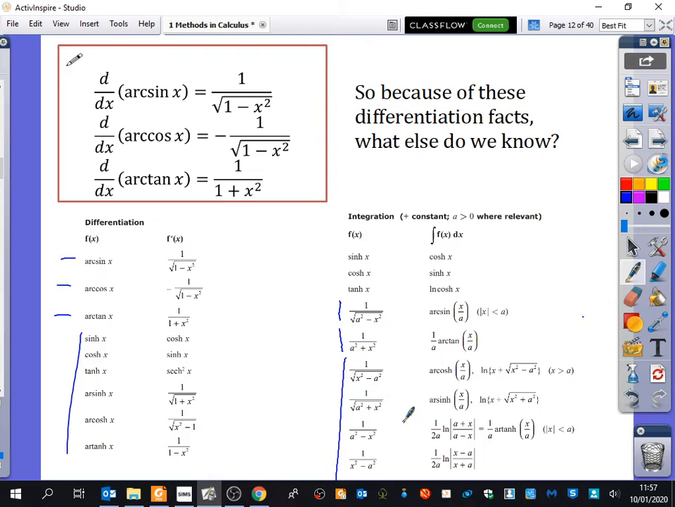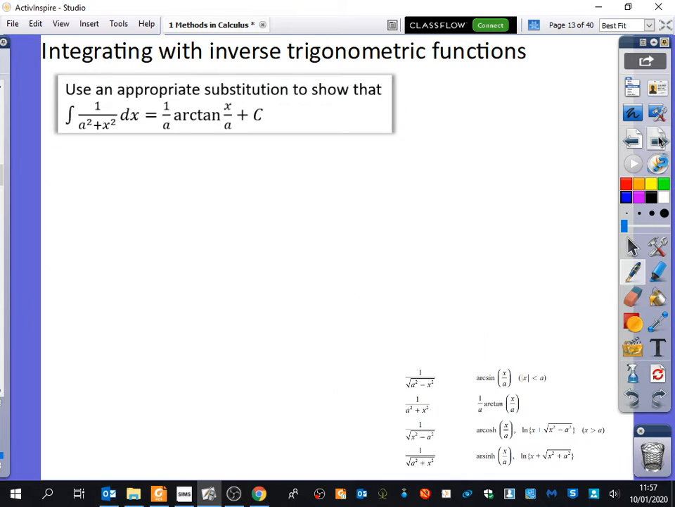They could be done with substitution, but they would all need to be done in this particular way. They always come up with these kinds of functions. So we're going to kick off with quite a challenging thing here. We are going to show that the integral, from the formula book, of 1 over a squared plus x squared with respect to x is 1 over a arctan x over a plus c.